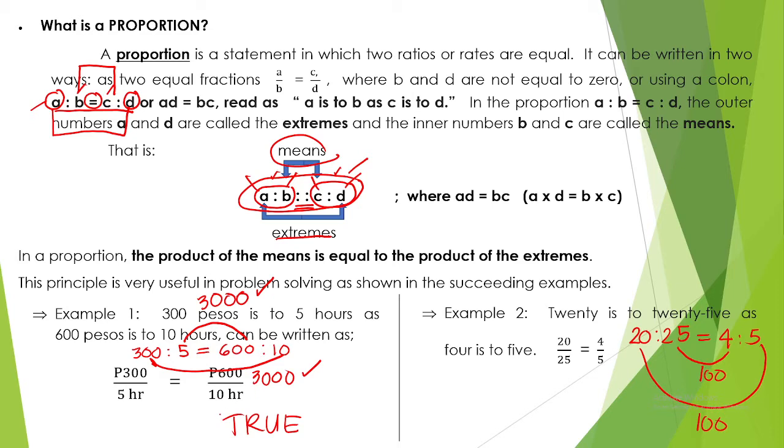How do I check, sir, whether this is correct? You simply cross-multiply. This 10 times 300, I'll be getting 3,000. This 5 times 600, it's still 3,000. The same thing as 5 times 20, and 25 times 4. We cross-multiply to check.